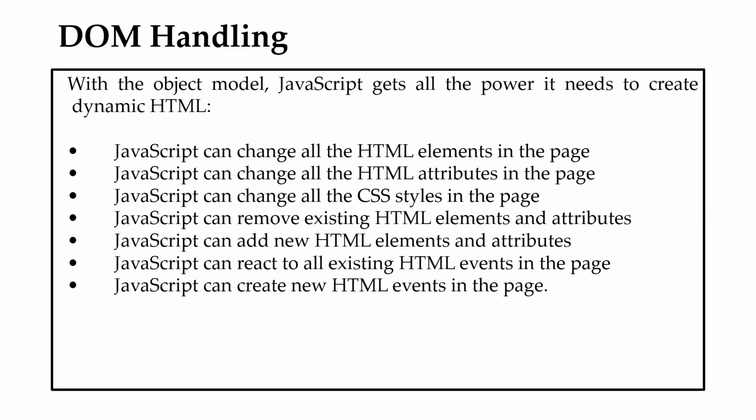With the object model, JavaScript gets all the power it needs to create dynamic HTML. JavaScript can change all the HTML elements in the page, change all HTML attributes, and change all the CSS styles. It can remove existing HTML elements, add new HTML elements, and add, delete, and insert attributes. It can react to all HTML events. All these functions can be done using DOM objects with the help of JavaScript.